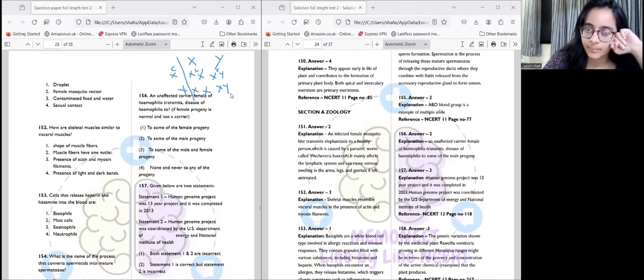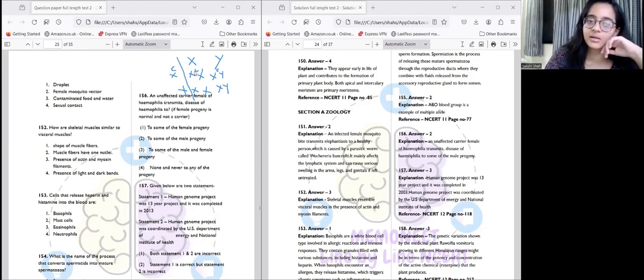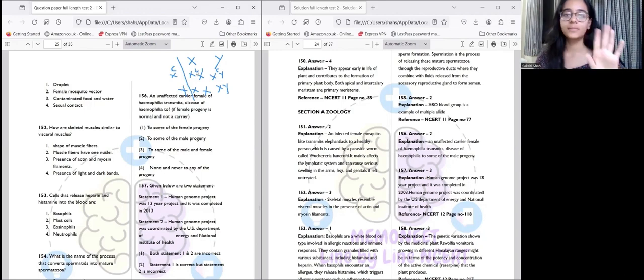One male is normal, the other male is affected. One female is normal, the other female is affected. No, she's a carrier, so she's unaffected because there's only one X that is carrying the hemophilia gene. Now they are saying here, if the female progeny is normal and not a carrier, then that will not be considered, because they are saying that both the female progeny are not a carrier, they're normal.